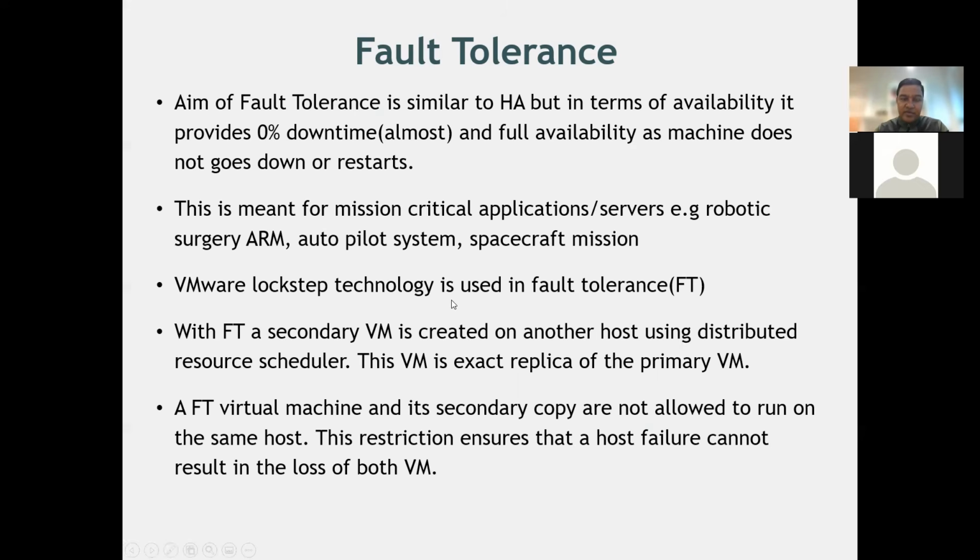Once one VM crashes, the secondary VM, created with the fault tolerance technology, is immediately made the primary virtual machine, and they continue the work. And if the secondary VM that became the primary VM also crashes, then the next secondary VM will take over and become the primary virtual machine.